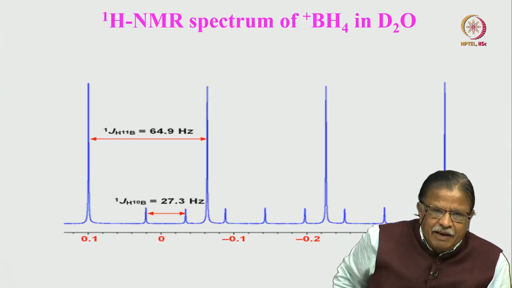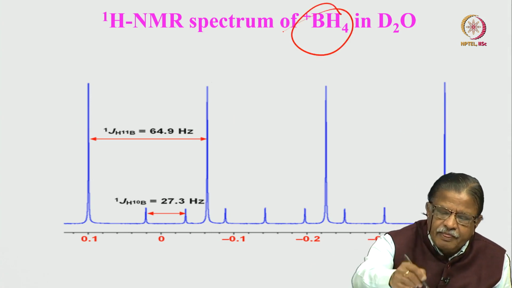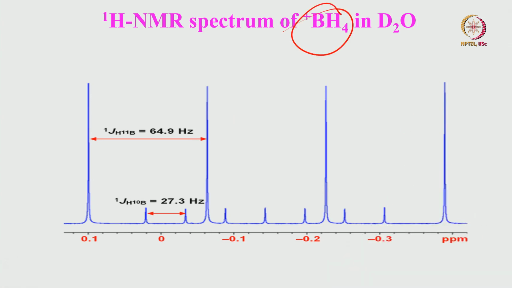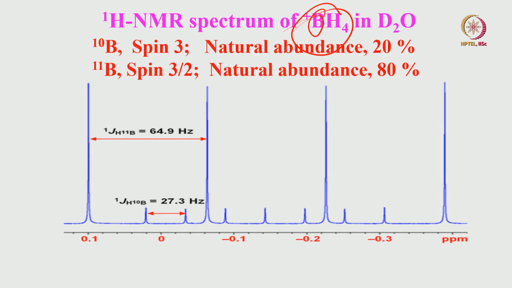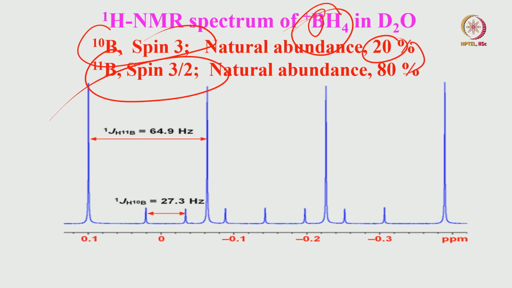Take for example a molecule like BH4, an ion. I am looking at the proton. There is a boron attached to it. Remember, boron has 2 isotopes, boron 10 with spin 3 and boron 11 with spin 3 by 2. And each of them has a different abundance, and the abundance ratio is 1:4.